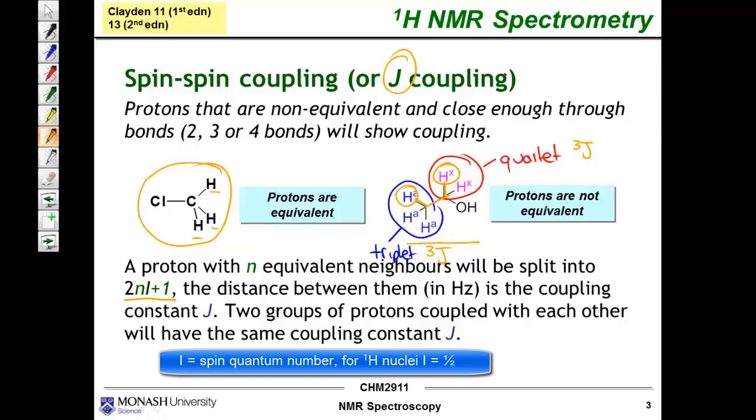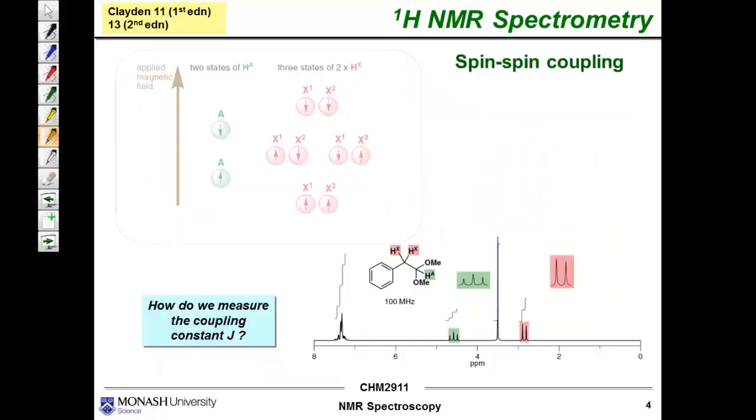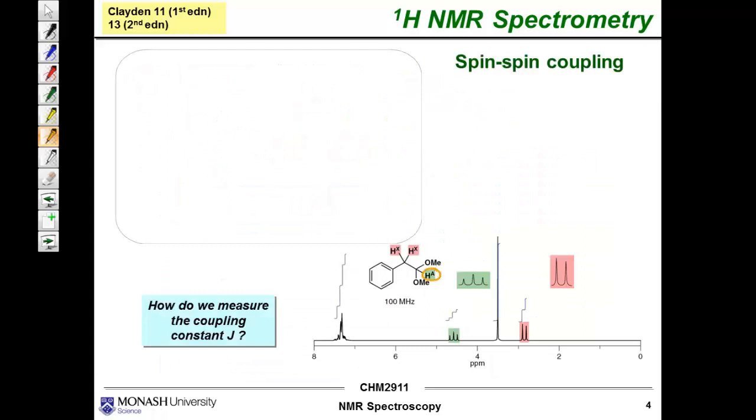Now in terms of our NMR spectrum, we know that we've got a frequency output, and coupling constant is actually measured in Hertz. So we've got HA, which is split by HX, and they are 3 bonds away. So we see our triplet here, which actually shows 3J coupling. If we have a look at HX, HX is split by HA to be a doublet, and again 3 bonds away, so we have 3J coupling.